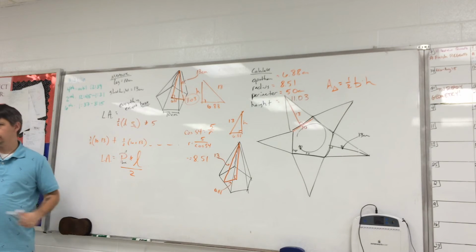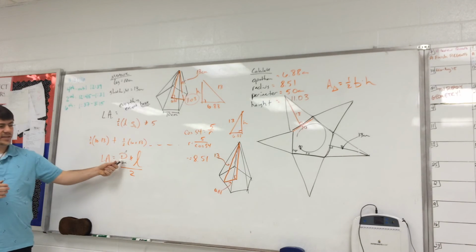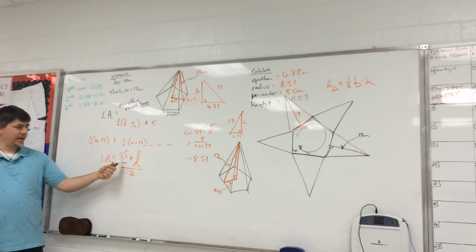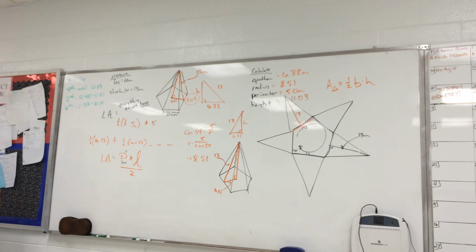Slant height divided by 2. That's your lateral area. Did that make sense? Okay. This capital P stands for what? Perimeter of the base. So all you have to do is take the perimeter of the base, multiply by the slant height, divide by 2, and poof, now you got lateral area. That work?